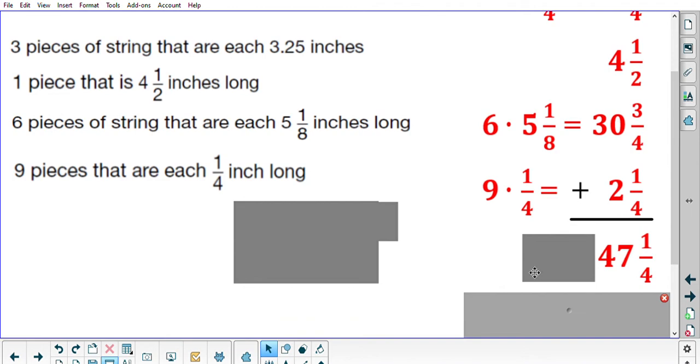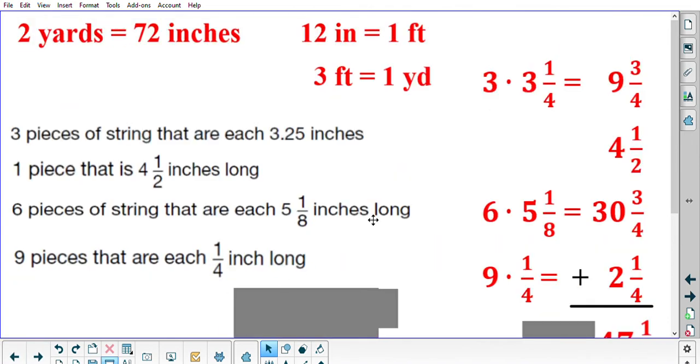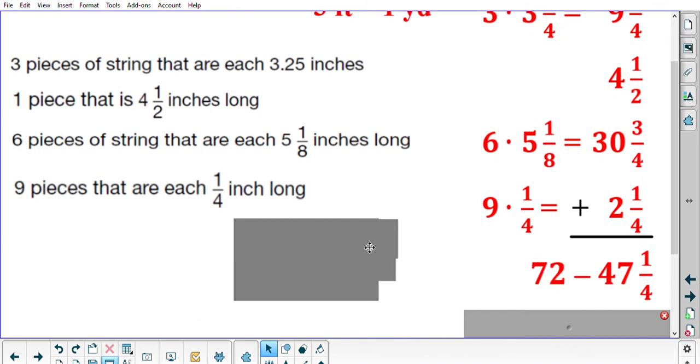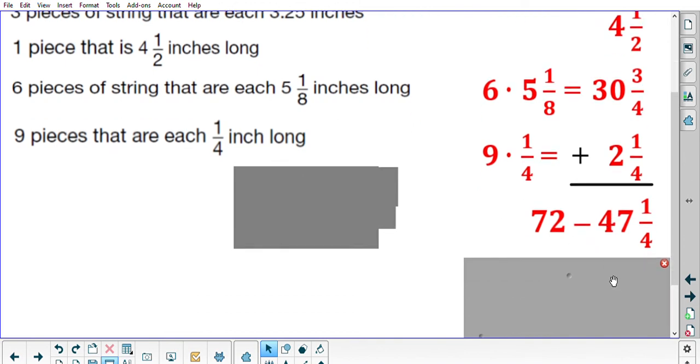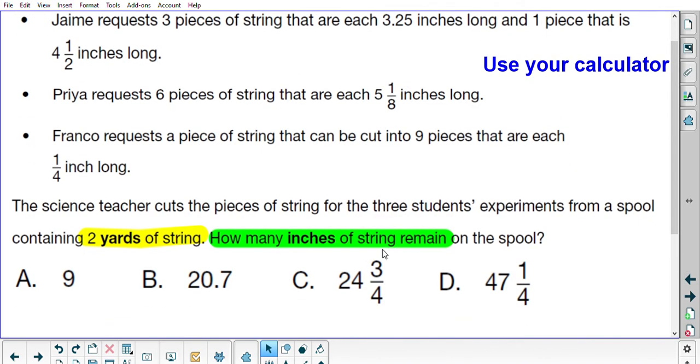What do I do with that? I need to find out how many inches of string remain on the spool. Remember, the spool had 2 yards, which we found out was 72 inches. So I'll take 72 inches minus the total that I had from all these kids' strings of 47 1/4. That's going to give me 24 3/4 inches of string left on the spool. And that just so happens to be one of the answer choices, which was choice C.